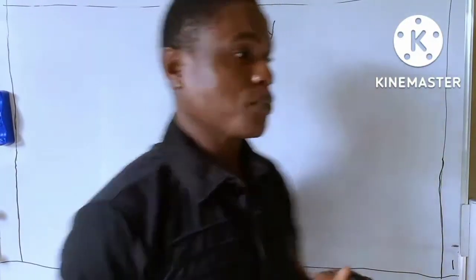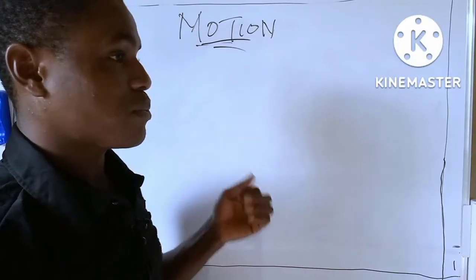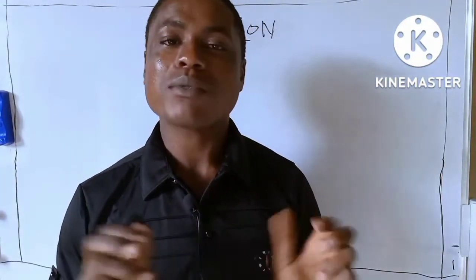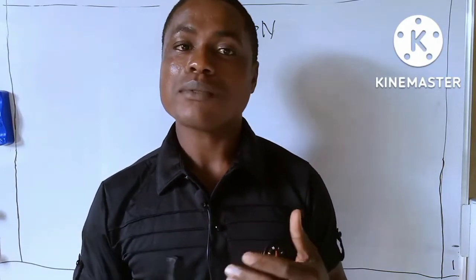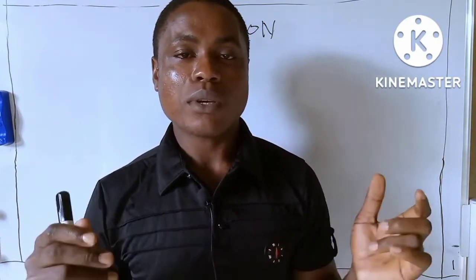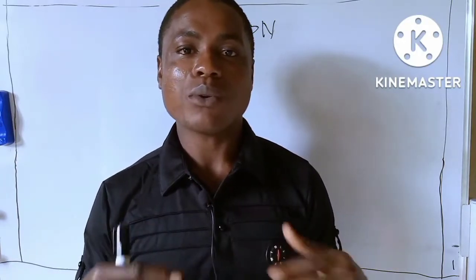And today we want to discuss motion. And what is motion? Motion is the change of position of a body with time. And we have four types of motion: the random motion, the translational motion, the rotational motion, and the vibratory or oscillatory motion.